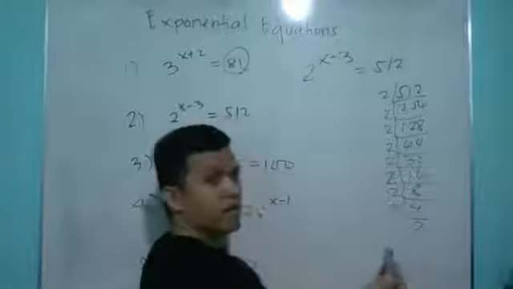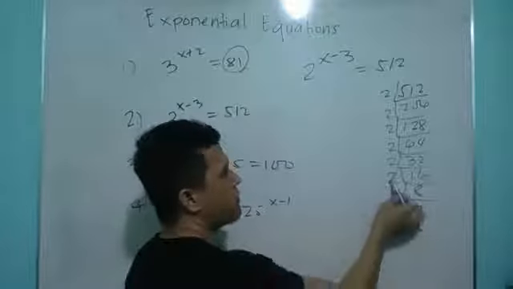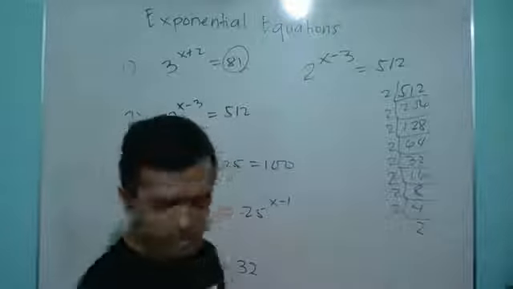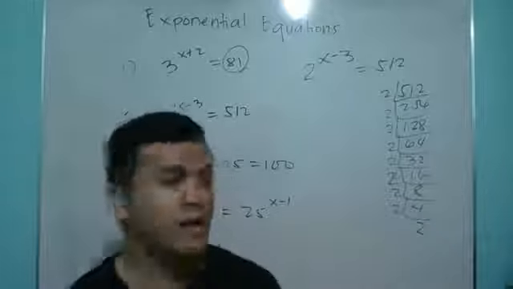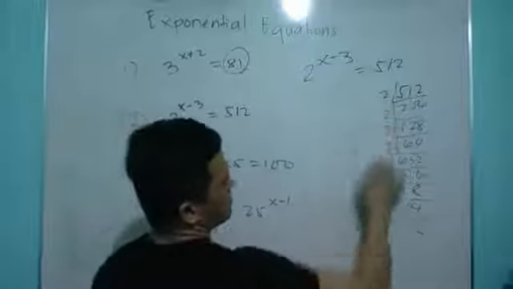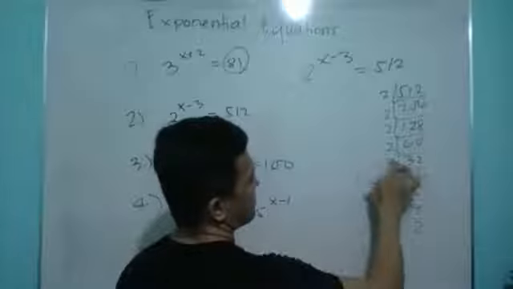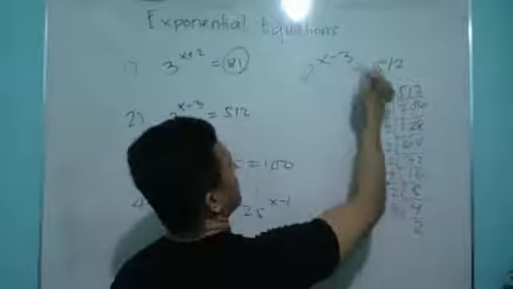So how many 2's do we have there? We have 1, 2, 3, 4, 5, 6, 7, 8, 9. So 512 is 2 raised to 9. Okay, so there we go.